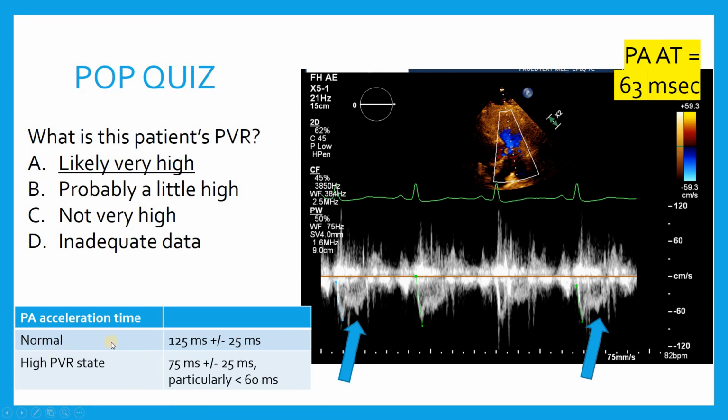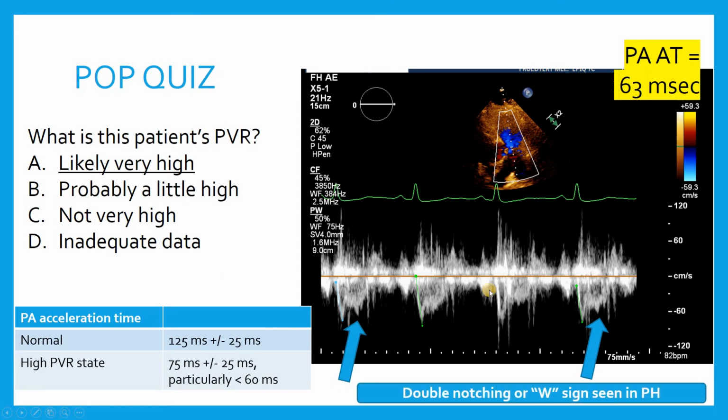And this is the table again. Normal is usually in the range of 125 milliseconds, plus or minus 25 milliseconds. High PVR states are usually less than 100, often less than 75. If you have it less than 60, then you're really dealing with significant elevation of pulmonary vascular resistance and impedance.